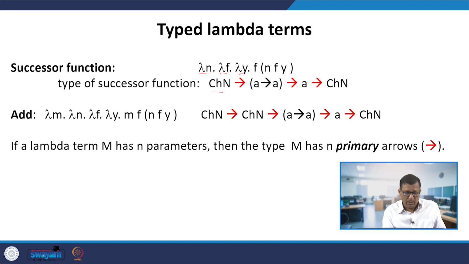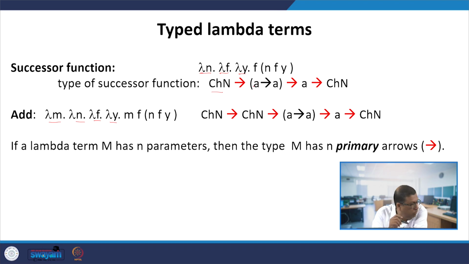Similarly, add will be Church numeral takes two Church numerals, then f is A arrow A. Now, you see that there are 1, 2, 3, 4 parameters. Here there were 3 parameters, but we have got more than 3 and more than 4 here. So, now see the rule. The rule says if there are n parameters, there will be n arrows. This n arrows means this red colored arrows is what we meant. Red colored arrow means the primary arrows, and these ones are internal.